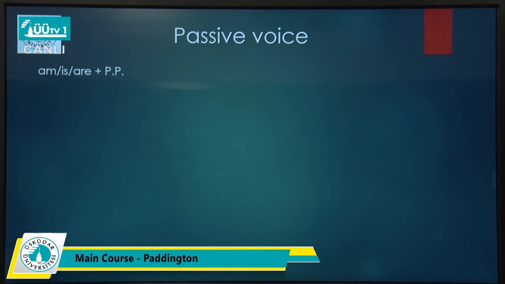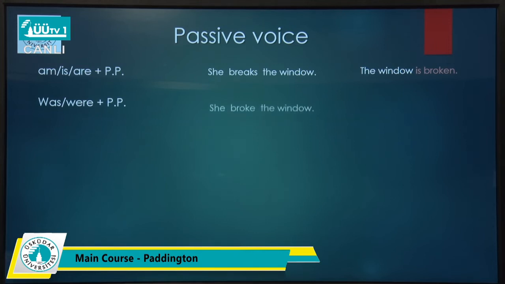If it is simple present, the structure says we should use am, is, are plus past participle. So she breaks the window changes to the window is broken. If it is simple past, like the example that we had, was or were plus past participle. So she broke the window changes to the window was broken.